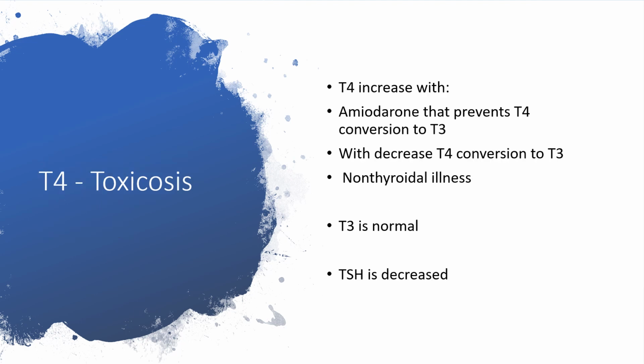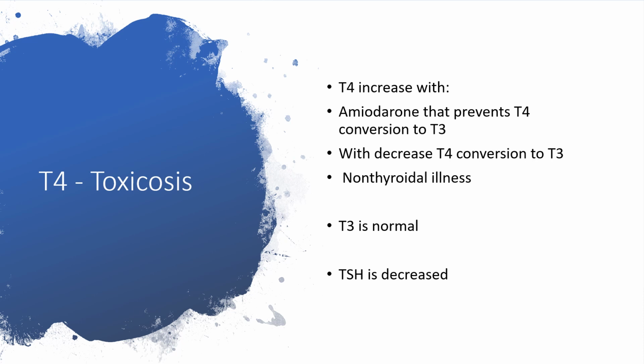Now we are done with T3 toxicosis. Okay, moving to T4 toxicosis. T4 will increase with amiodarone that will prevent T4 conversion to T3. Okay? We are not finding more T3 because T4 is prevented from being converted to T3 by amiodarone. So that's why we're going to find more T4 compared to T3.